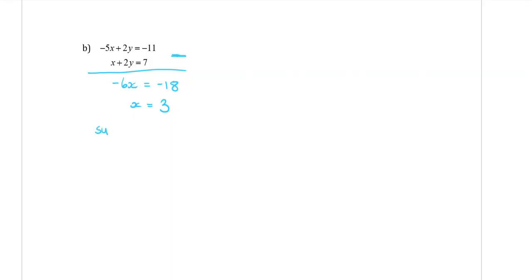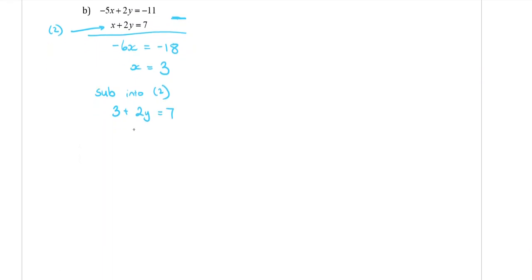Okay, sub back in. Let's go into equation 2 this time. So that one there is going to be equation 2. It just looks a little bit nicer. So that's going to be 3 plus 2y equals 7. Subtracting 3, we get 2y equals 4. And dividing by 2, we get y equals 2. Therefore, the point of intersection is 3, 2.